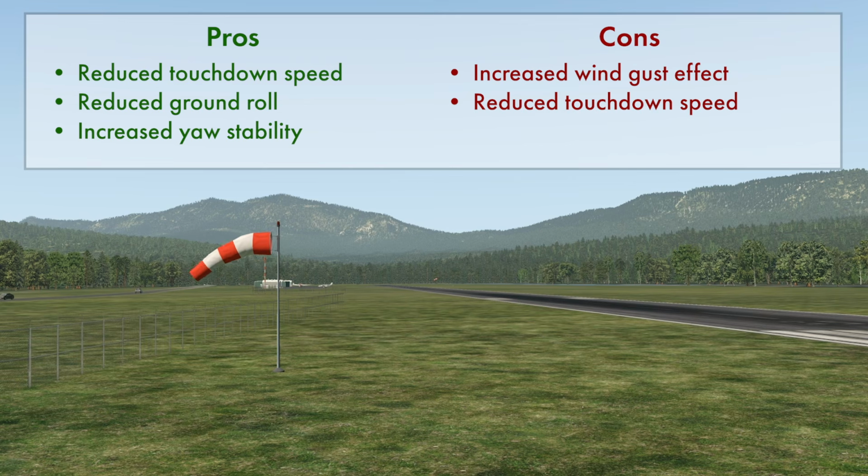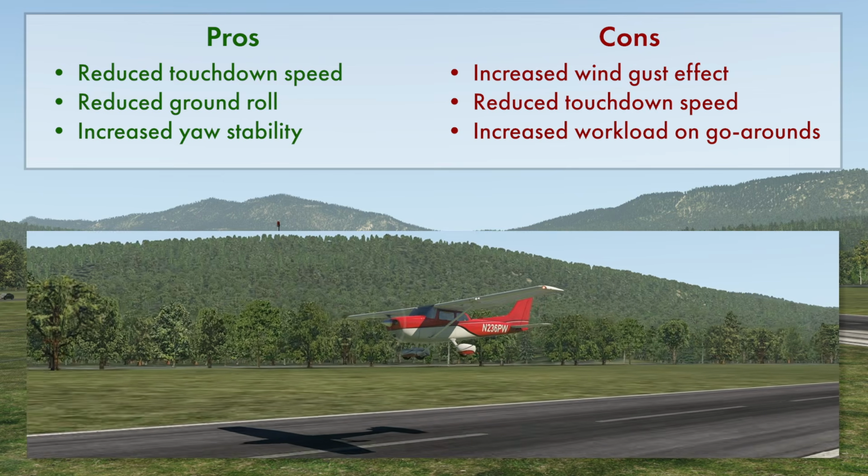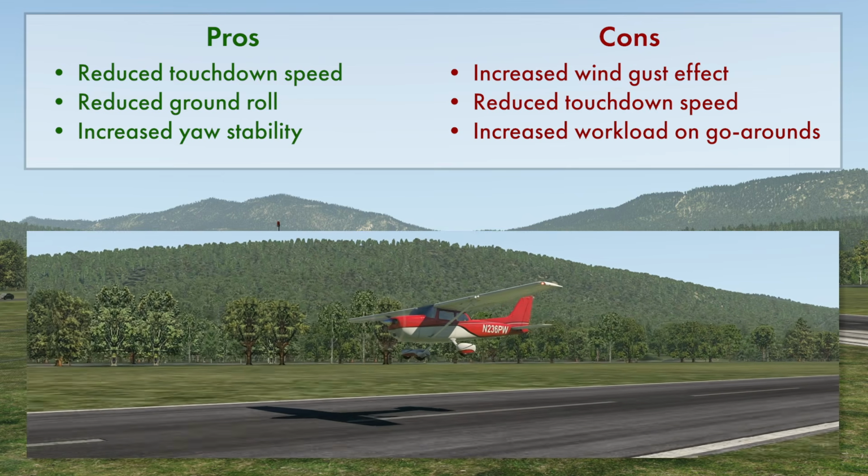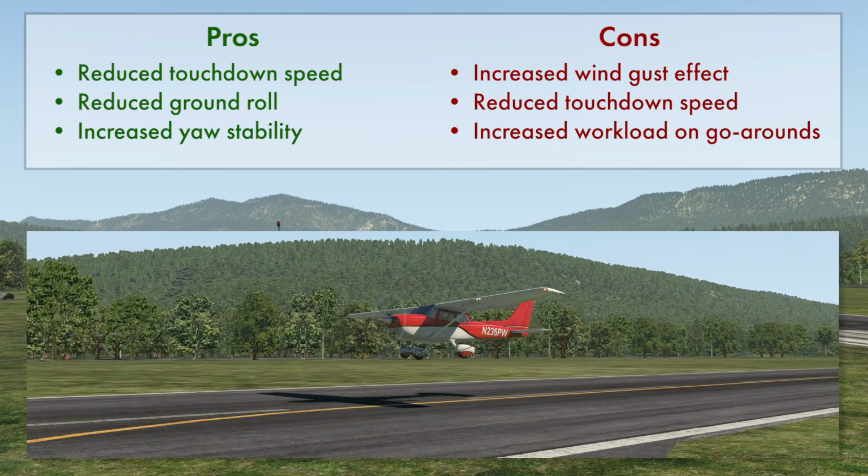Yeah, it gets a spot on this side too. Having a little extra airflow over the controls at touchdown means they're a little more effective. As I said before though, it might not be by much. Gusty crosswind landings are more likely to end in go-arounds. When that happens, the transition is smoother and simpler with flaps already in a safe climb position.